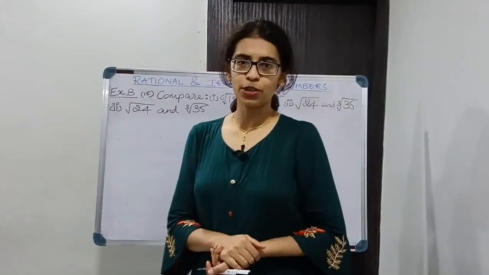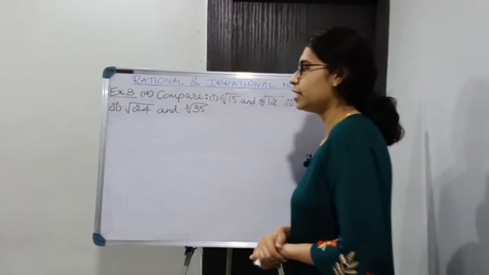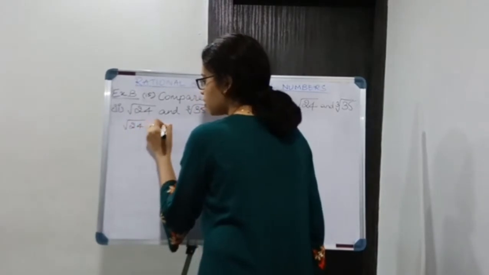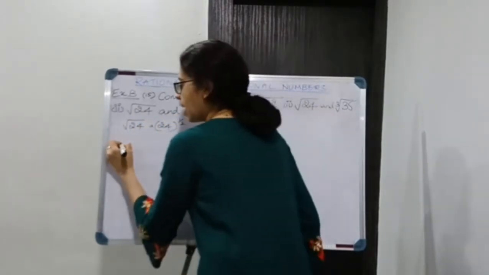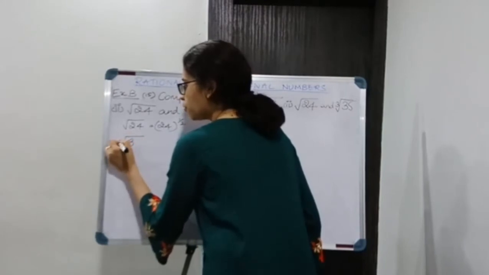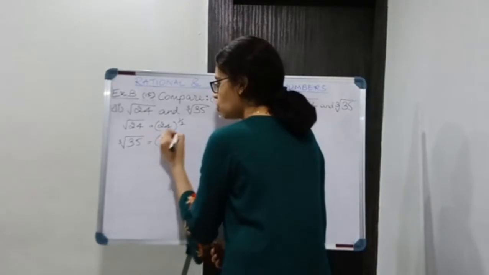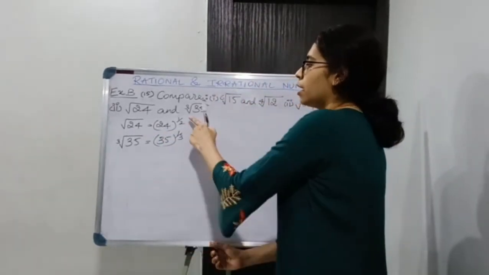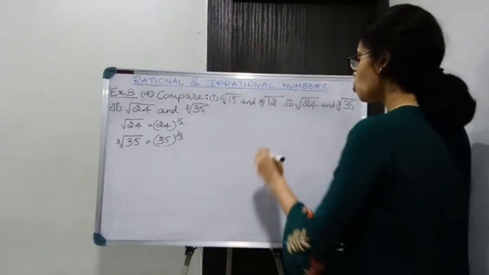Moving on to the next part of the question. Square root of 24 and cube root of 35. So square root of 24 can be written as 24 raised to 1 by 2 and cube root of 35 can be written as 35 raised to 1 by 3. Now LCM of 2 and 3 is going to be 6. I'll still show you the working.